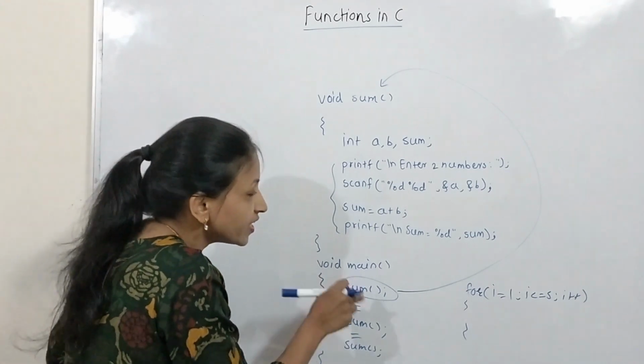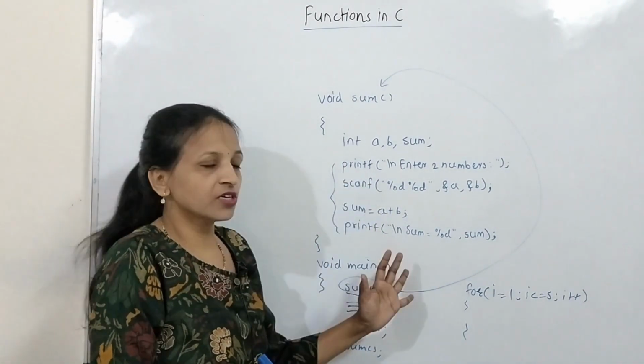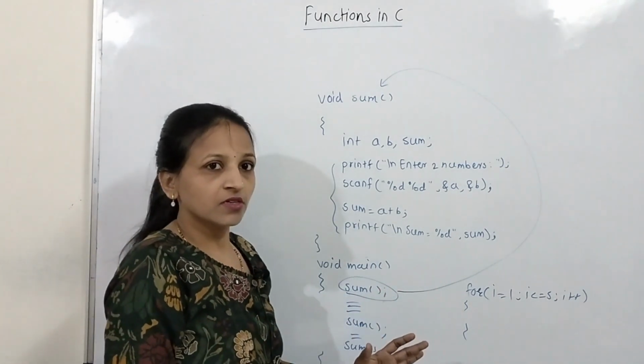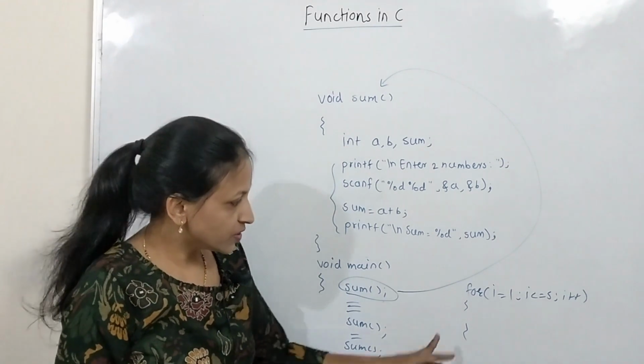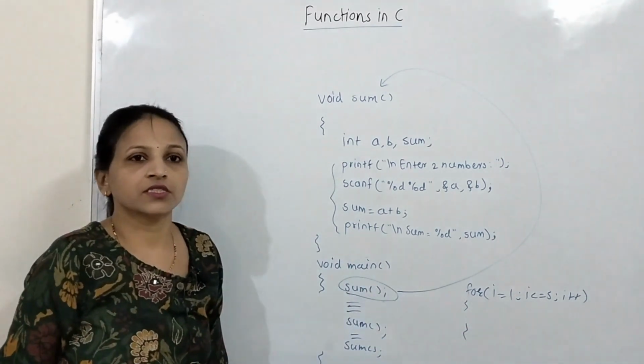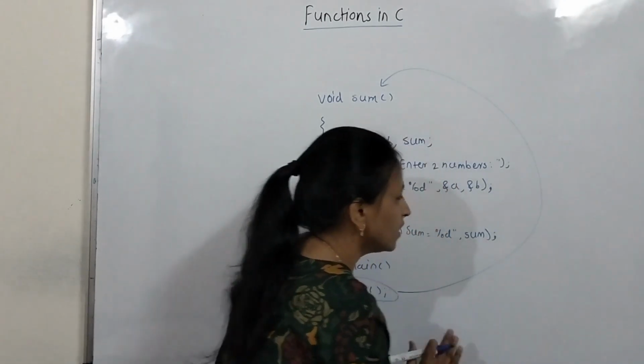We can call this function at any place, and any number of times we can call it. With the help of for we cannot achieve this. That's why the function concept is provided by the C language.